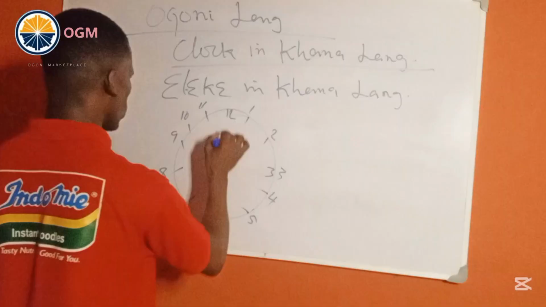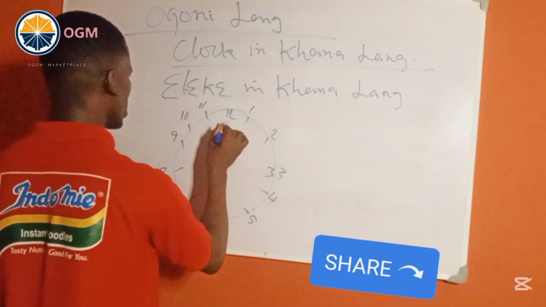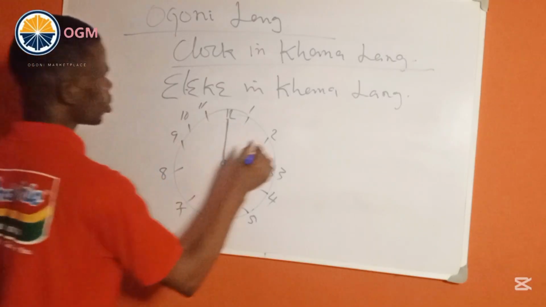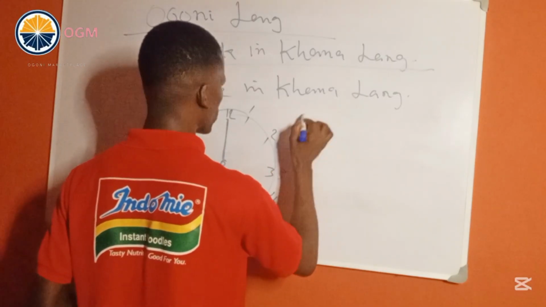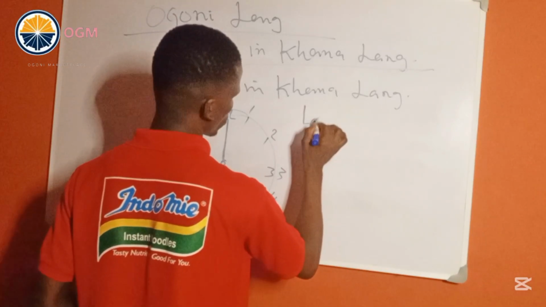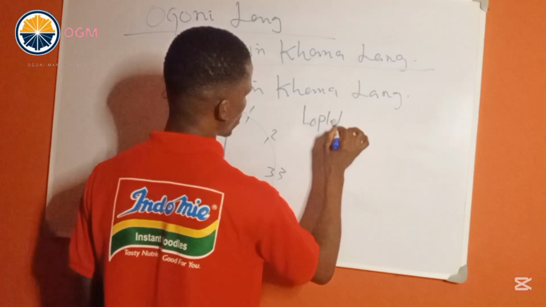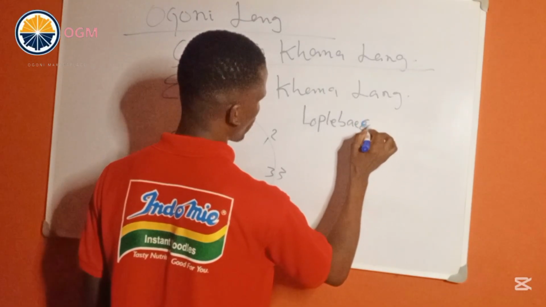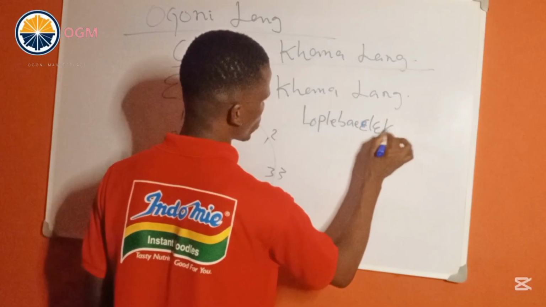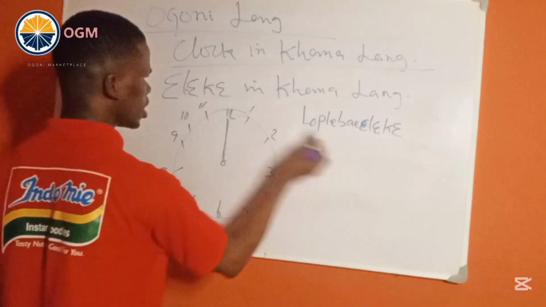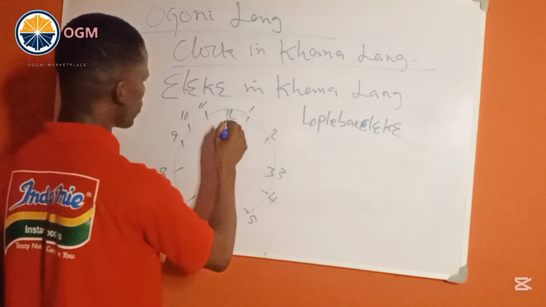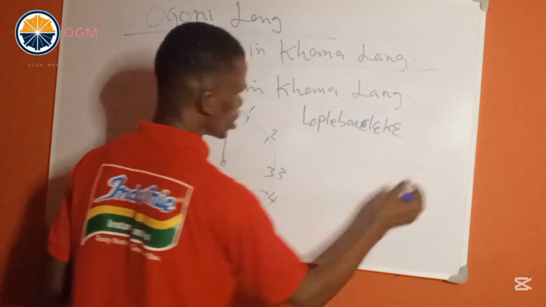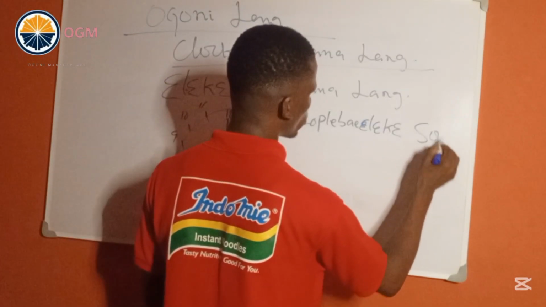So how to read clock in Kana language is that when it is sharp 12 o'clock, like 12 noon, it is called lob leba eleke. This is kind of lob, leba eleke. This is 12 o'clock. When it is 12 p.m. in the noon, it is called lob leba eleke.